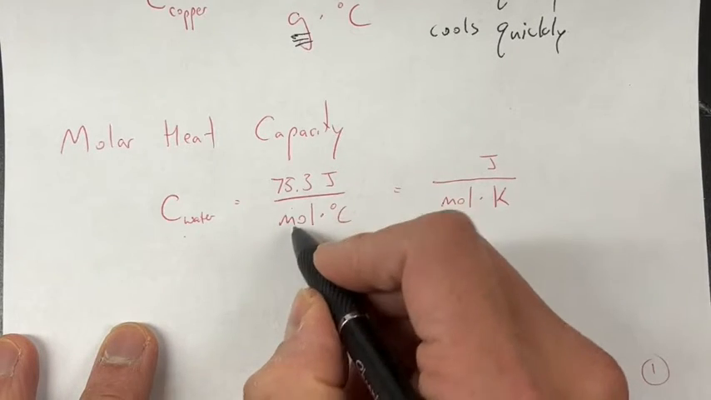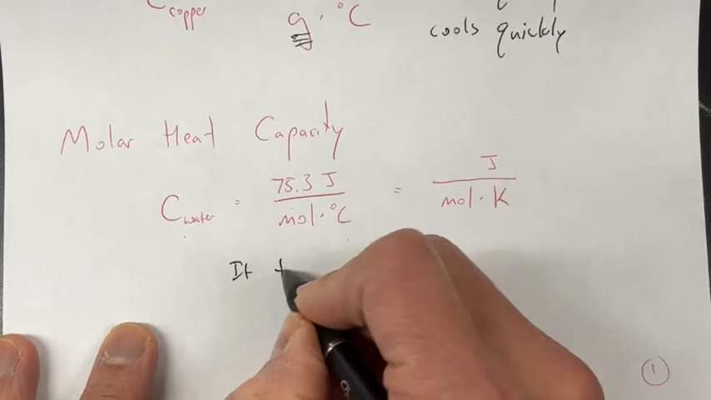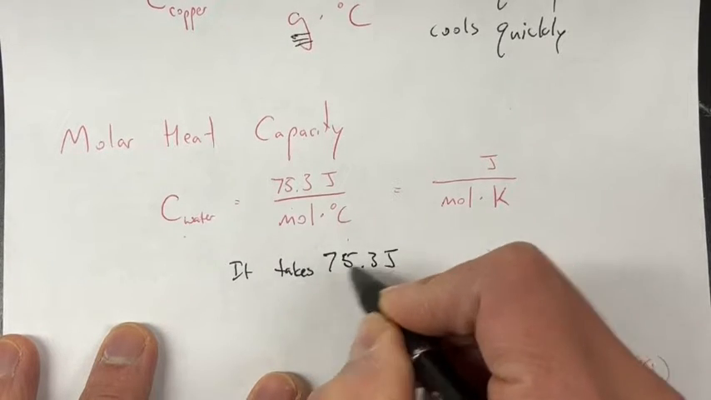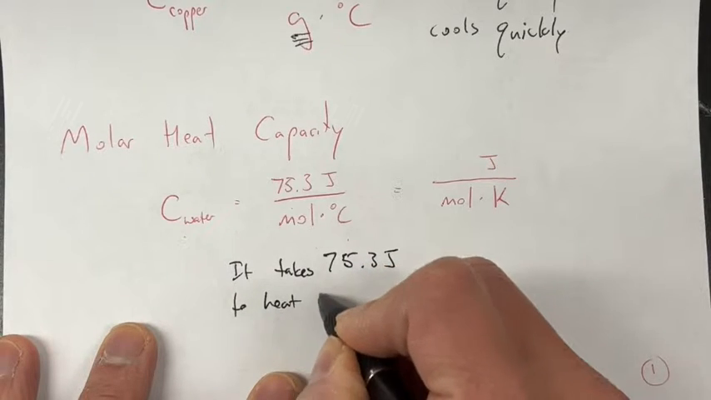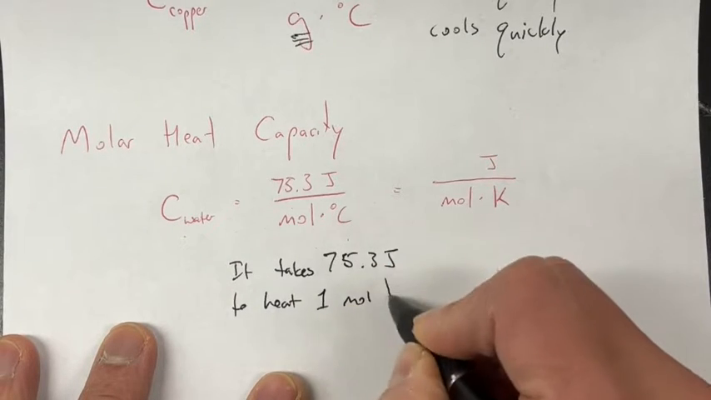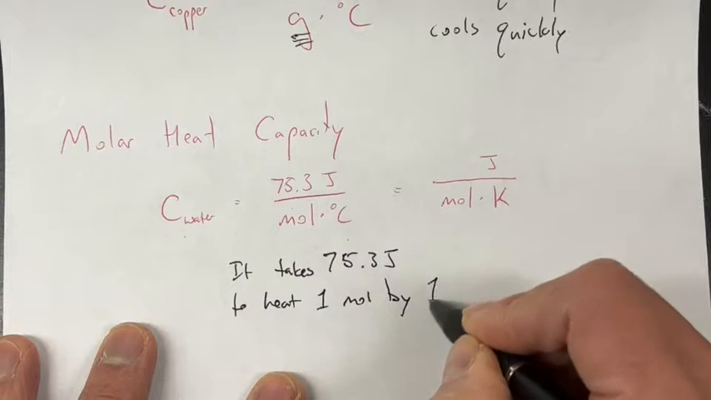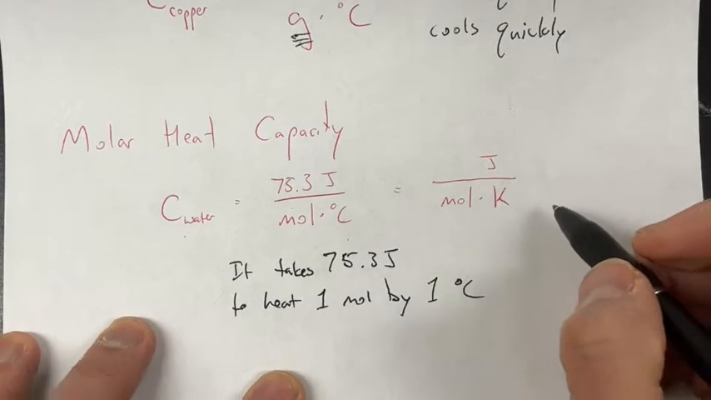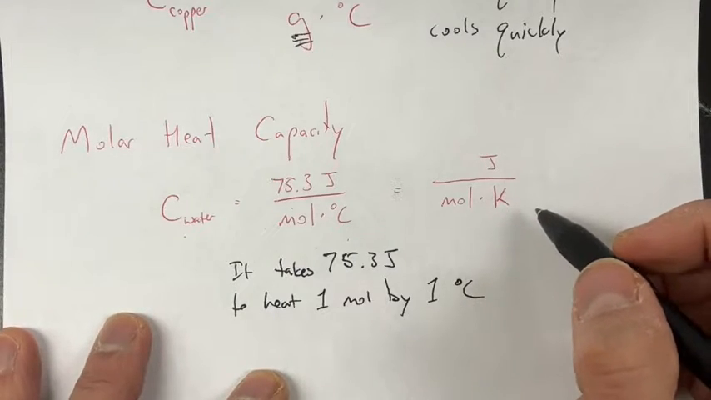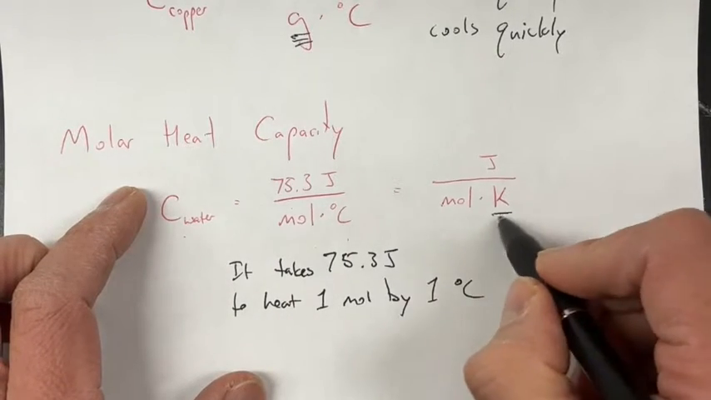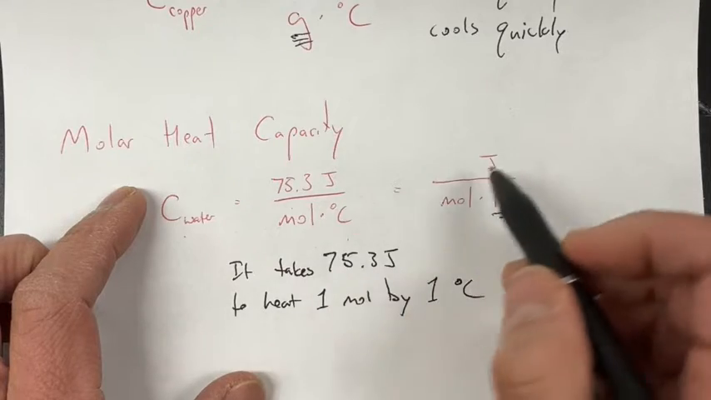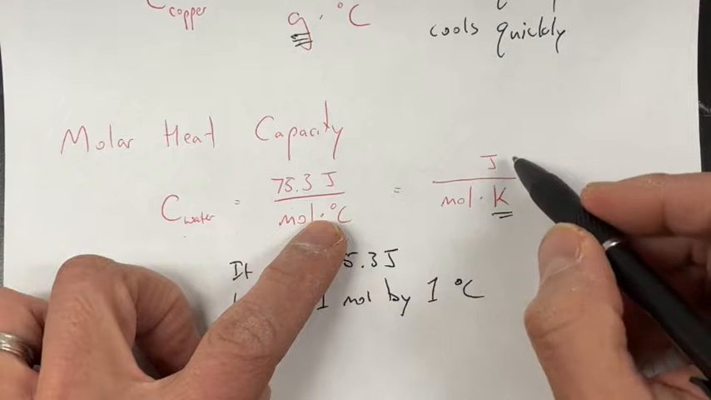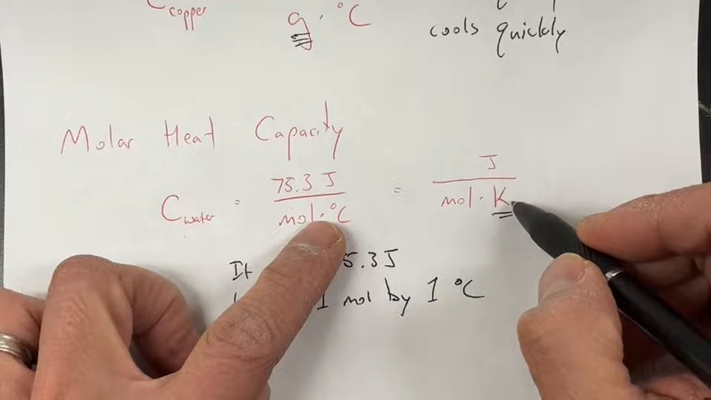75.3 joules, it takes 75.3 joules to heat 1 mole by 1 degree Celsius. Okay, now, what if the problem gives you a Kelvin down here? What if it says, well, 75.3 joules to heat up 1 mole by 1 degree Celsius. What about to heat up by 1 Kelvin?